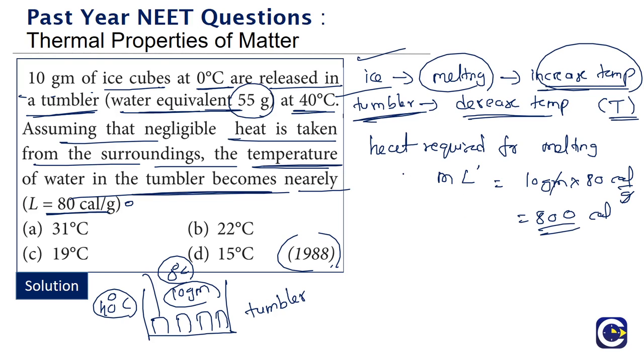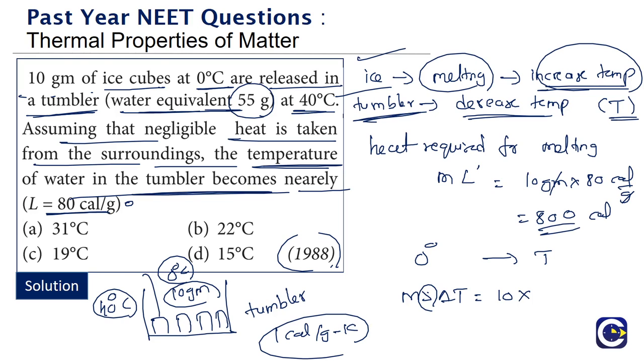And then if it is finally coming to temperature T, means now this is molten, it is in the liquid state. So from 0 it is going up to temperature T. The heat required for this temperature change is what? m s delta T, right? Which means M is the mass, which is 10, into specific heat capacity of water, which is 1 calorie per gram per Kelvin or 1 calorie per gram per degree Celsius. So s is 1 into delta T, which is T minus 0.